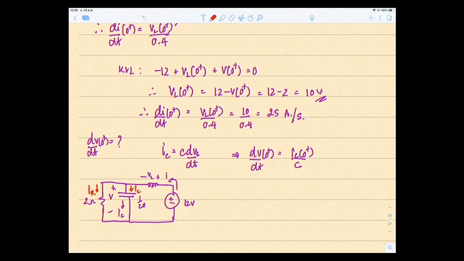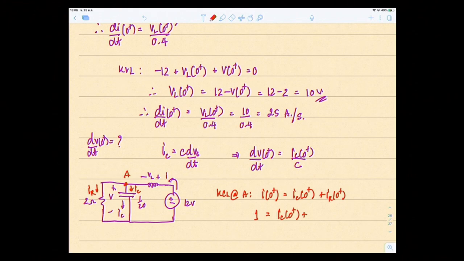Well, the current I comes through this junction, divided into two branches. So I write KCL at node A. At node A, I at 0 plus equals IC at 0 plus plus IR at 0 plus. Well, I at 0 plus we know is equal to 1 amp. 1 amp equals IC at 0 plus, which we don't know, plus IR at 0 plus, which is simply I equal to V over R.